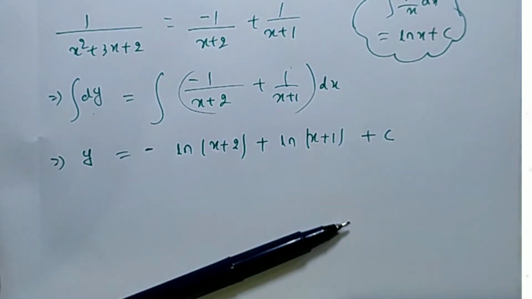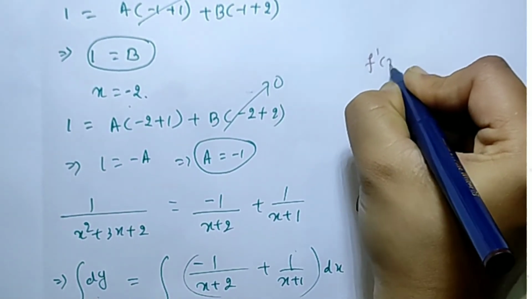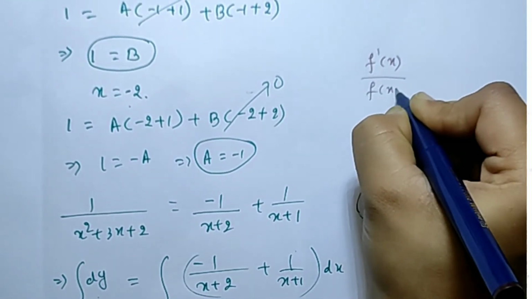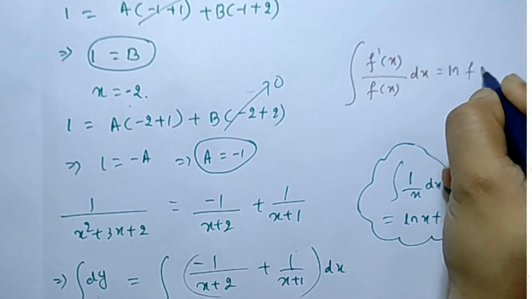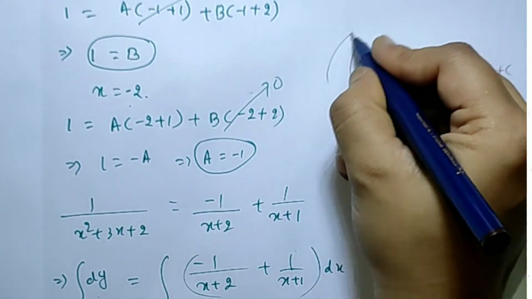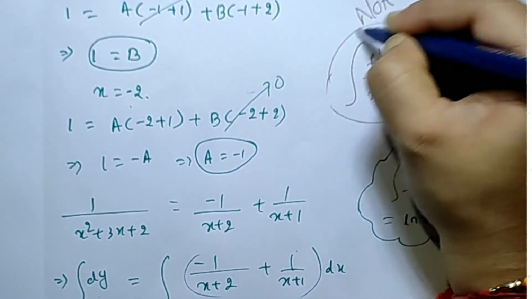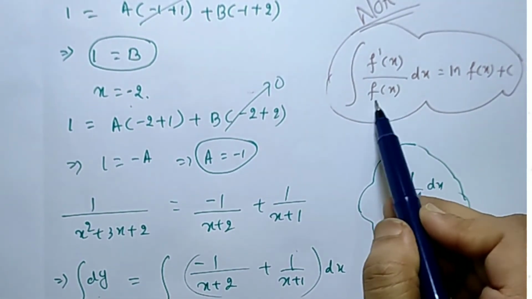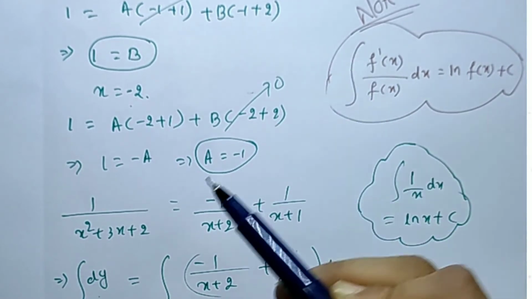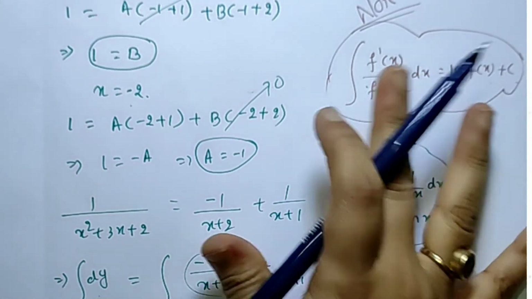You already know the formula that integration of f dash x by f of x into dx is always ln |f of x| plus c. This is a formula. Make this as a note, which we can use in many problems. So if the denominator's derivative is in the numerator, then the answer will be ln |f of x| plus c. This is the integration form.